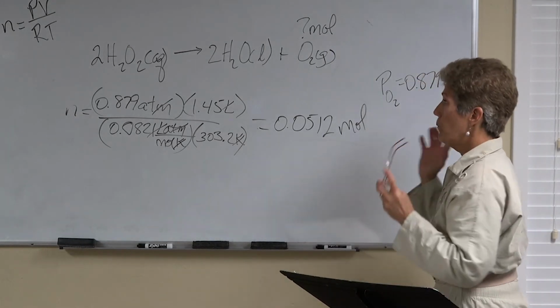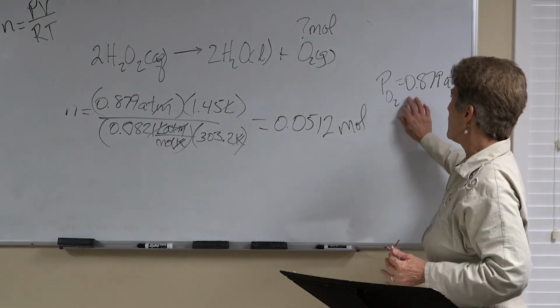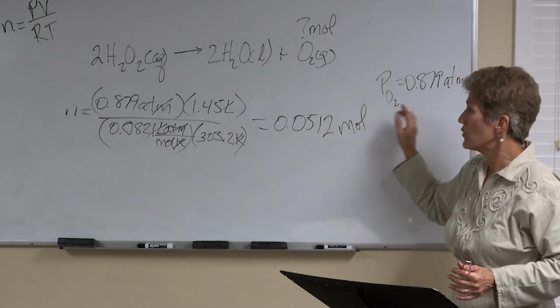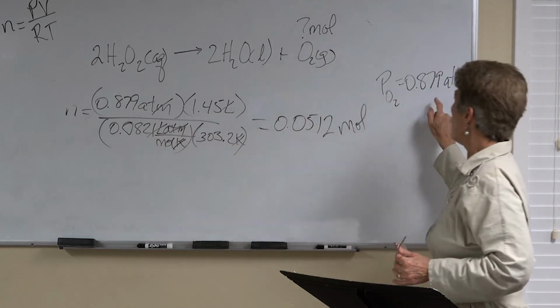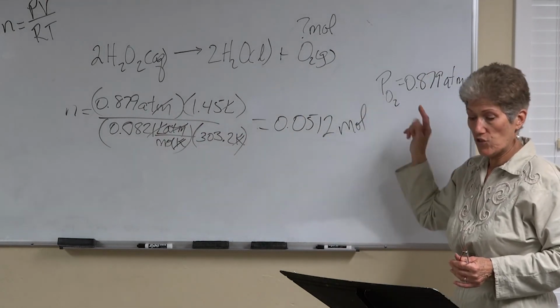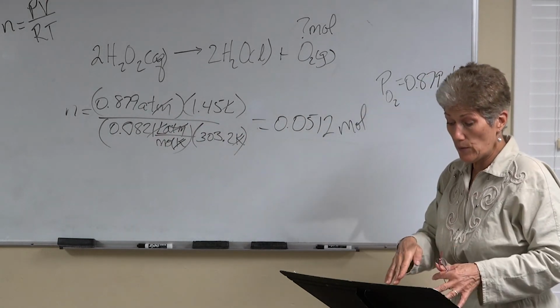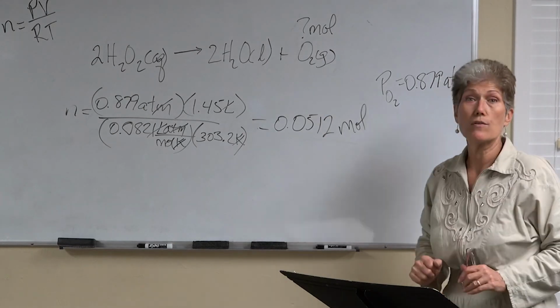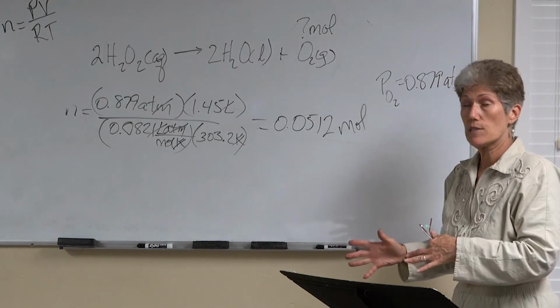Now, the place that people might mess up is by just putting in the total pressure here instead of finding the partial pressure for the oxygen. And he kind of cues you when he tells you it's collected over water and you can use the table. So that was a cue that you needed to use that.